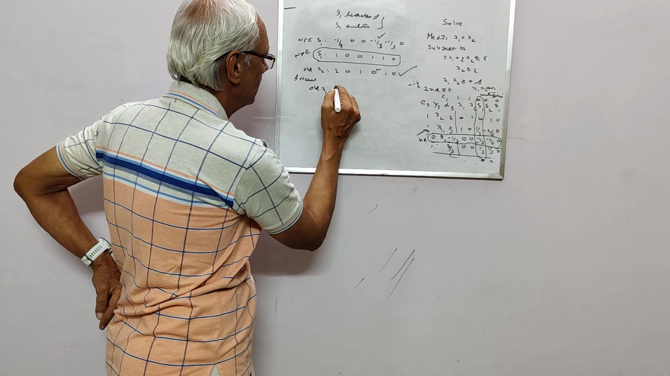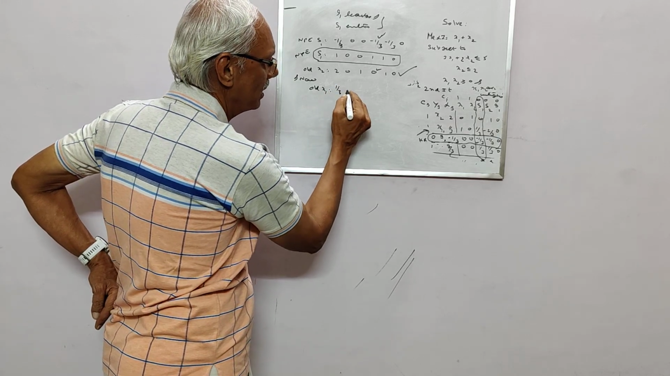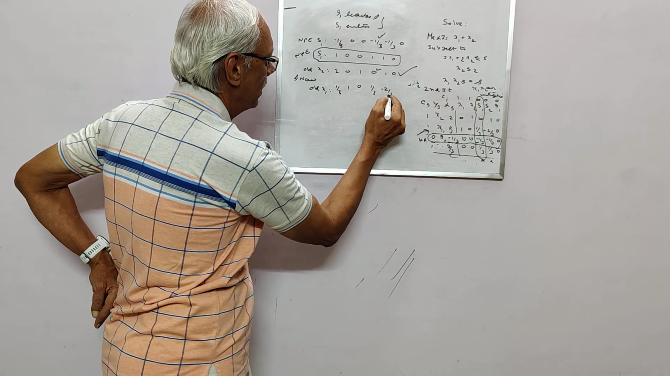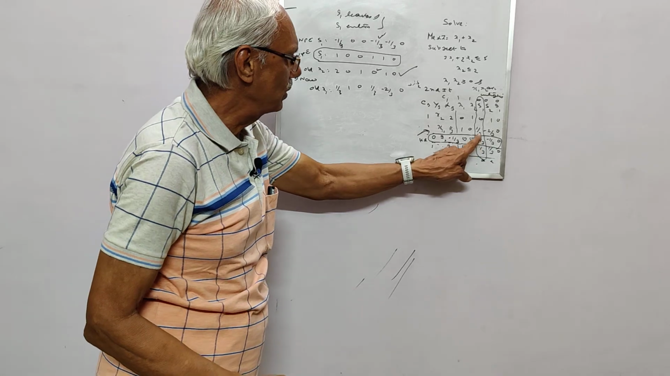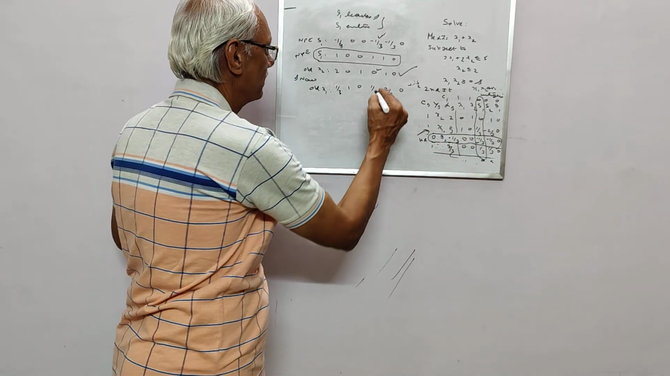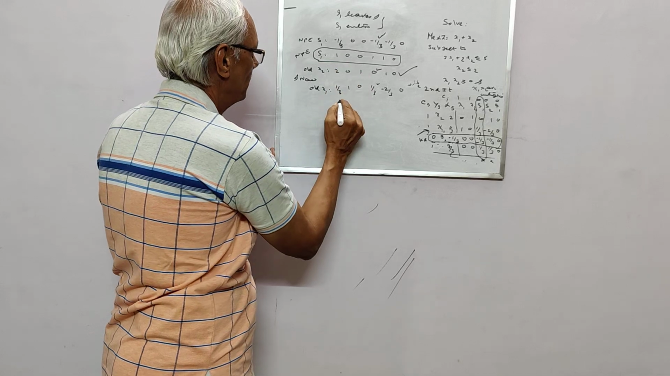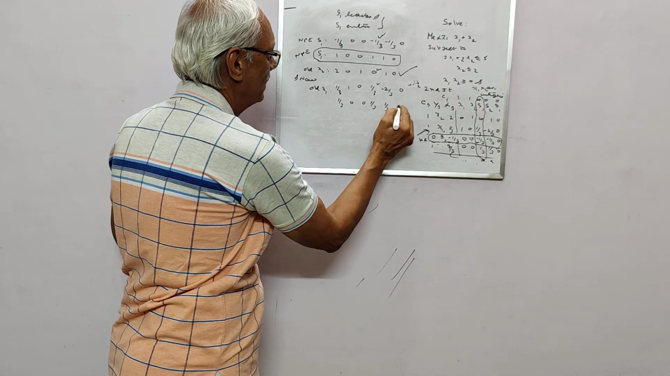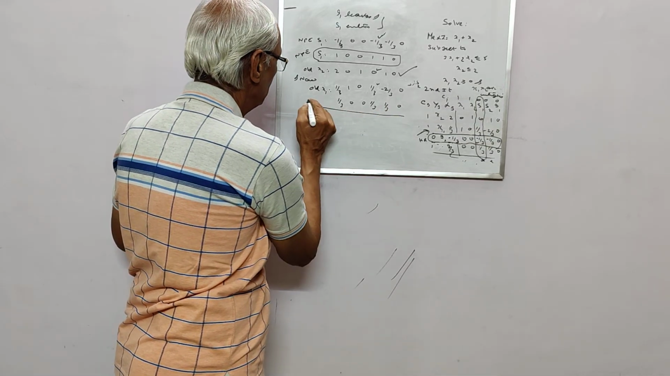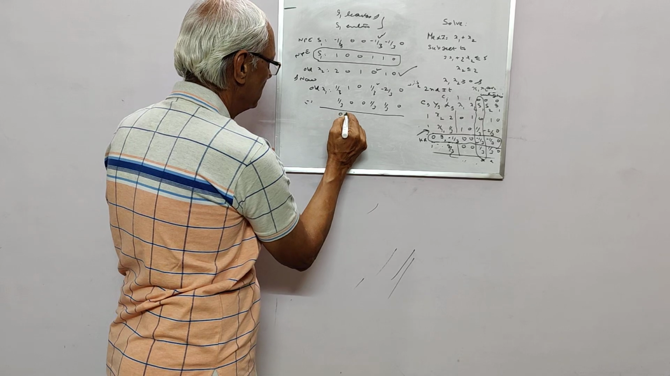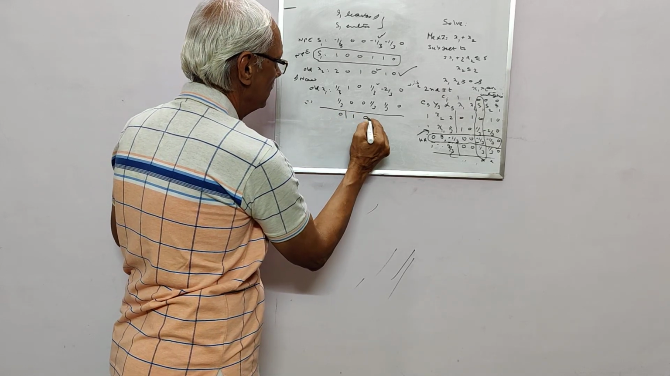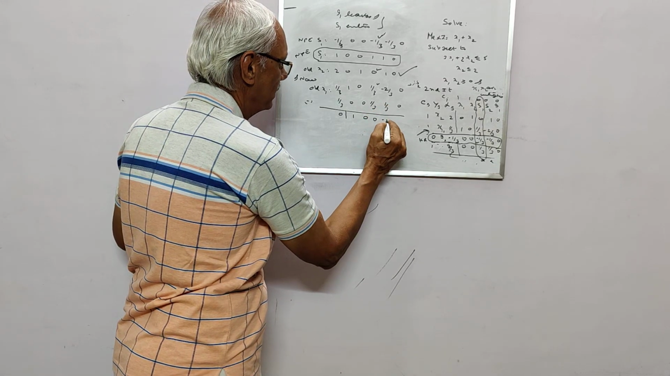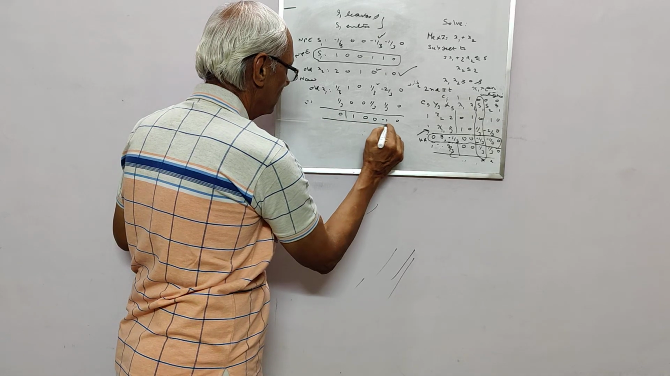Then old x1. What is your old x1? 1 by 3, 1, 0, 1 by 3, minus 2 by 3, 0. Now what is your key element here? 1 by 3. Multiply 1 by 3, 0, 0, 1 by 3, 1 by 3, 0. Subtract: 1 by 3 minus 1 by 3 is 0. This is 1, 0, 0. This is minus 2 by 3 minus 1 by 3, which means minus 1. This is 0.